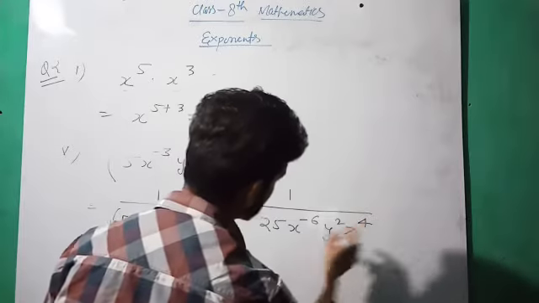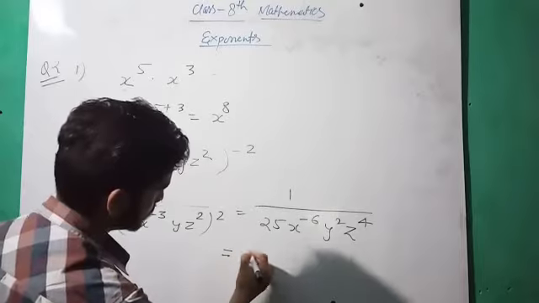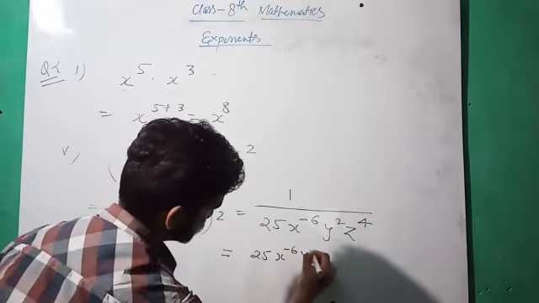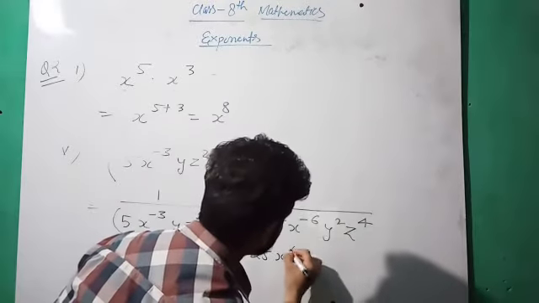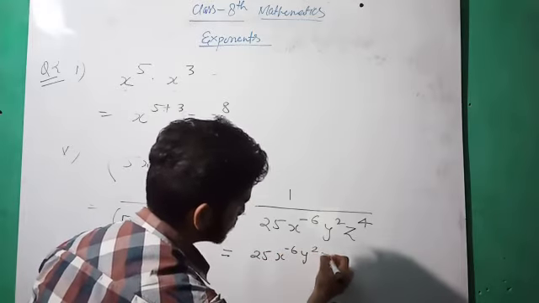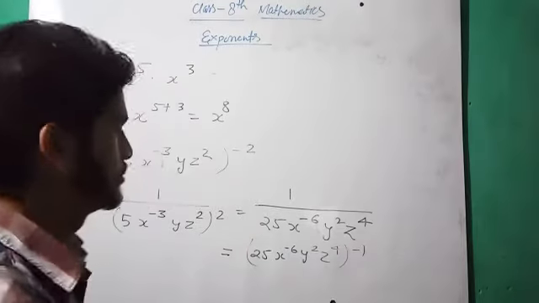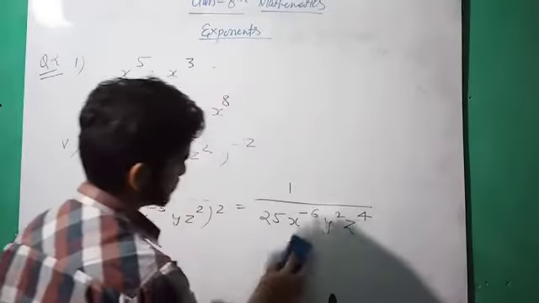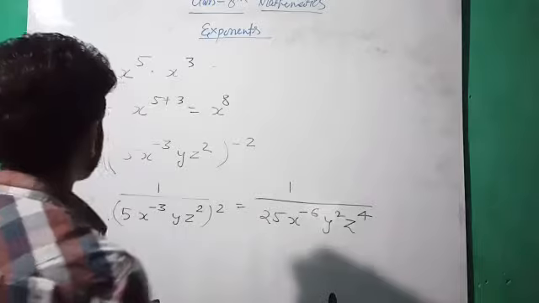power 4. So our answer is this, or we can write it as 1 upon 25 x to the power 6 y to the power 4 z to the power 4, or we can also write it in the form of p upon q, with the negative power written in the denominator.